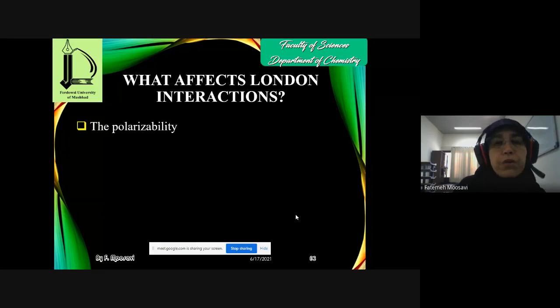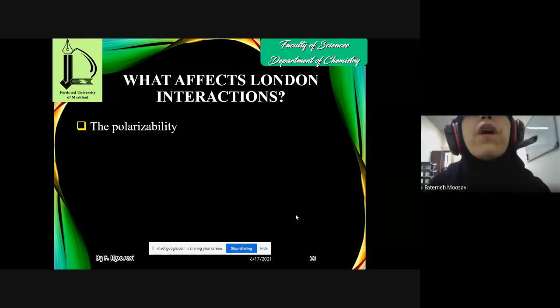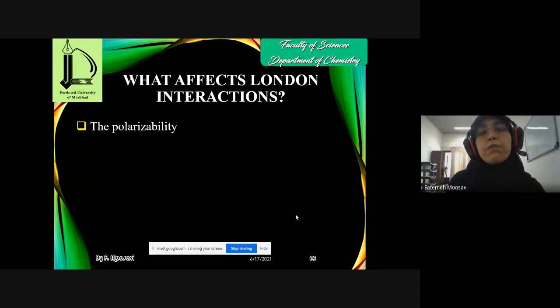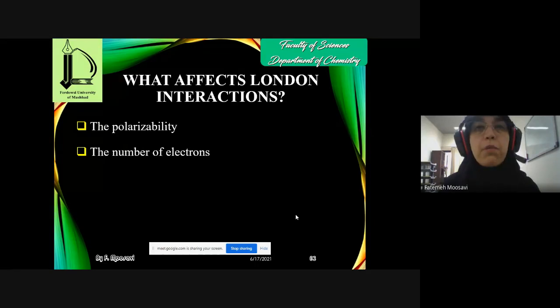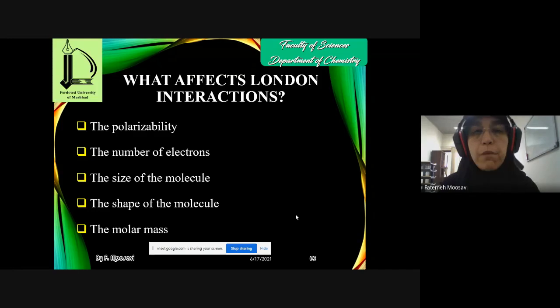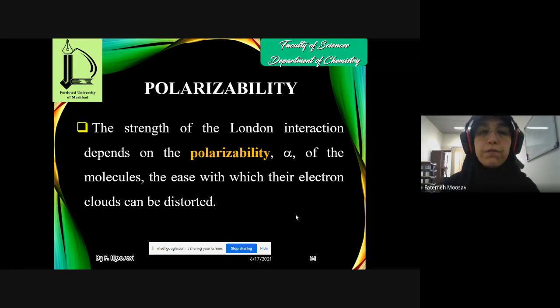What are the factors that control the strength of London forces? There are five factors that control the interaction between the molecules or monatomic species due to the London interaction. The first is polarizability. The other one is the number of electrons. The size of the molecule, the shape of the molecule, and molar mass also play a role in the strength of the London interaction.